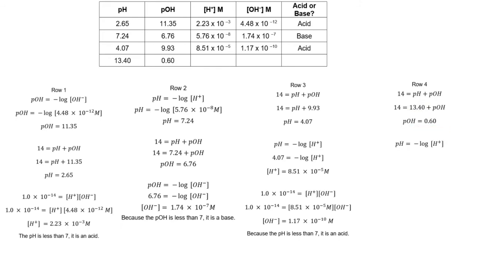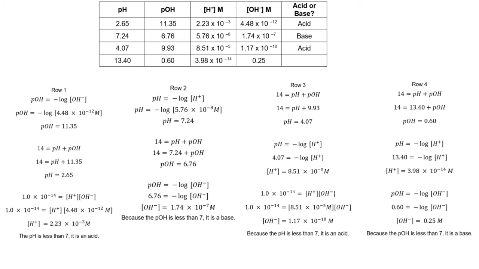Next, let's calculate the concentration of hydronium ion. Here is my equation. Plugging in my value for pH, I get a hydronium concentration of 3.98 times 10 to the negative 14th. The last value I need is my hydroxide concentration. Let's use the pOH for that. Here is my equation. Plugging in my value for pOH, I get a hydroxide concentration of 0.25 molar. Now to determine if it's an acid or a base, let's go ahead and look at our pOH. Because our pOH is less than 7, this is a base.